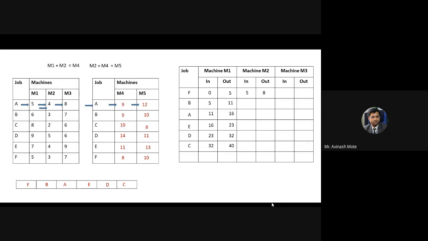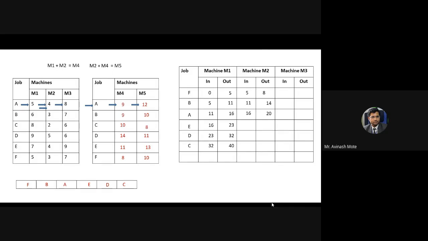Exactly. Now for B job on M2 machine, what should I take? In time of B job on M2 machine, 8 or 11? 11. Okay, largest number. Processing time on M2, B job, 3 hours. 11 plus 3, 14. Okay, what should I take now? Entry of A on M2, 16. Processing time of A on M2, 4. It will be 20.